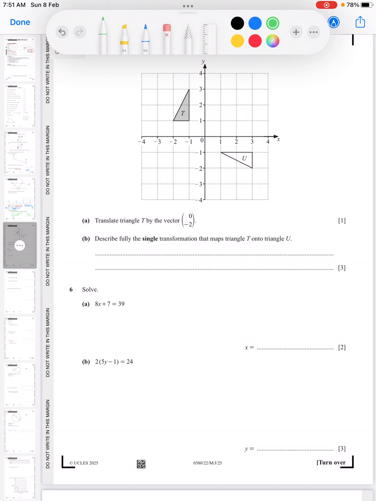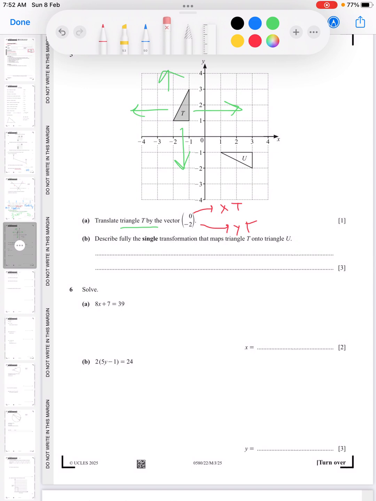Then move to question number 5. Translate triangle T by vector 0, minus 2. Translation means we move left, right, up or down. The 0 means no x-axis translation, and the minus 2 is the y-axis translation. So in the x-axis we don't move anywhere, we just move minus 2 in y, right?